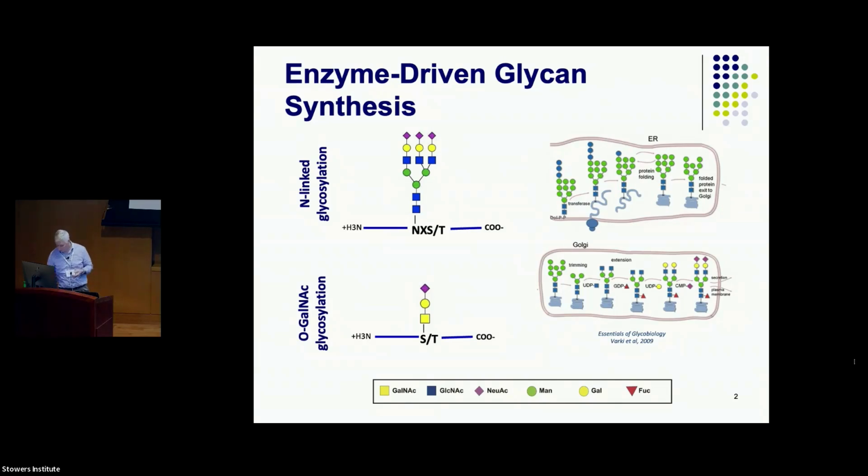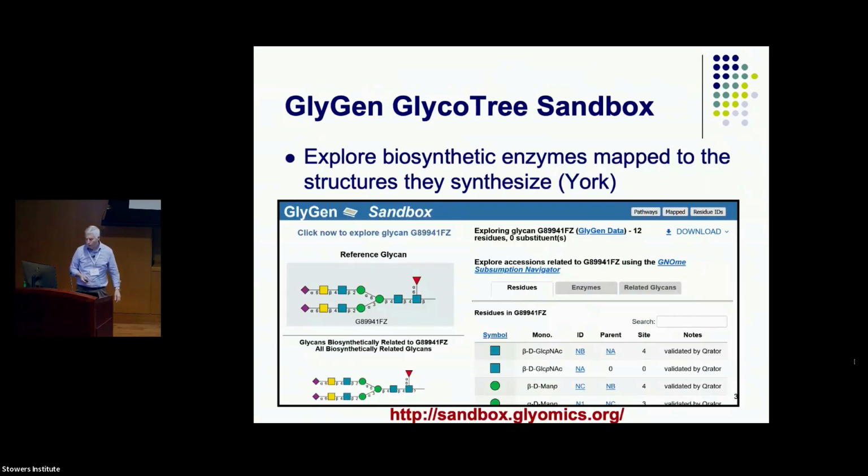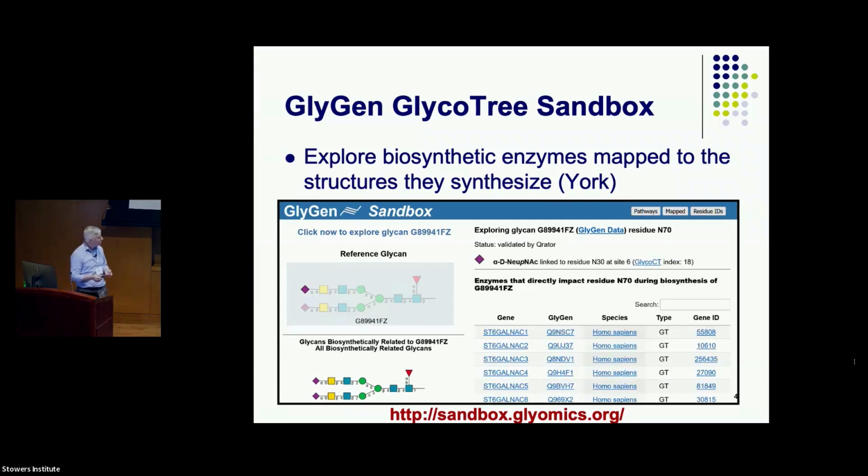And we don't know which of those is going to get built in any specific case or as a general rule. One of the projects I work on for Glycan is the Glycotree Sandbox. This originated with Will York at UGA, and it involves a sort of computational pipeline for taking our glycan structures and annotating them with the enzymes that are responsible for attaching each of the monosaccharides on those structures.